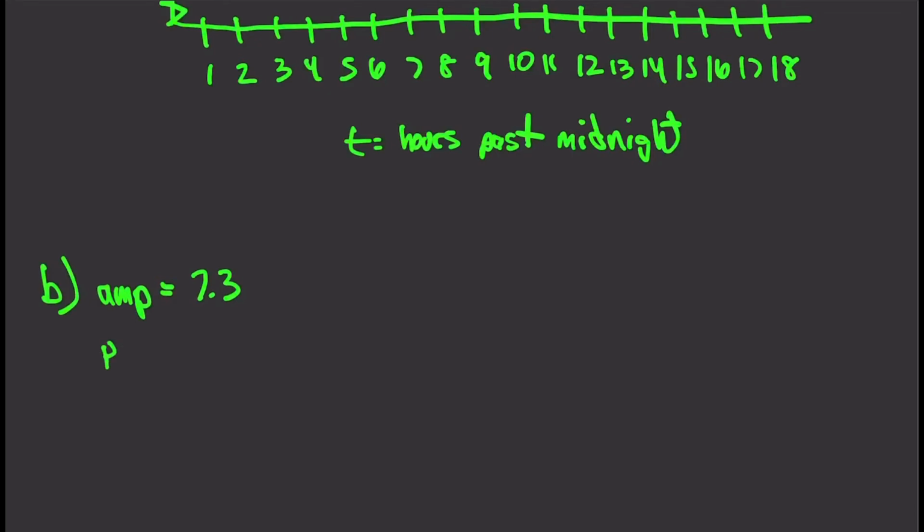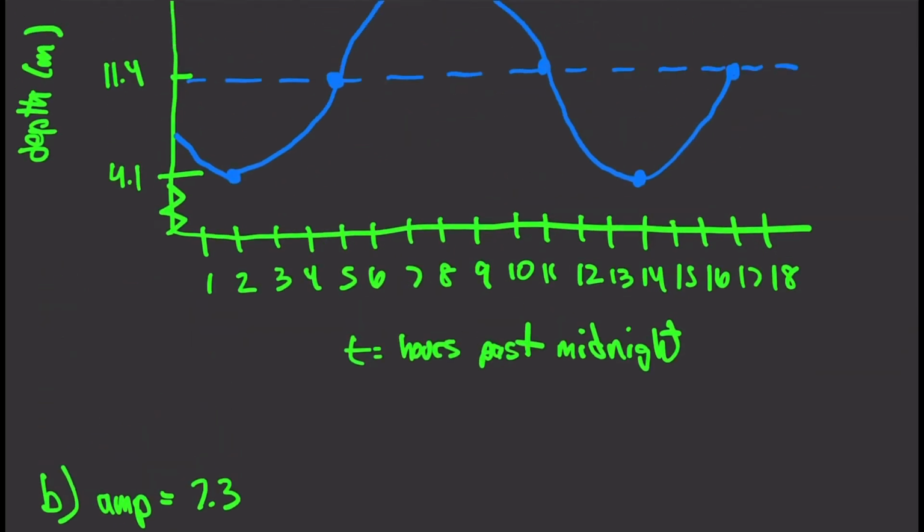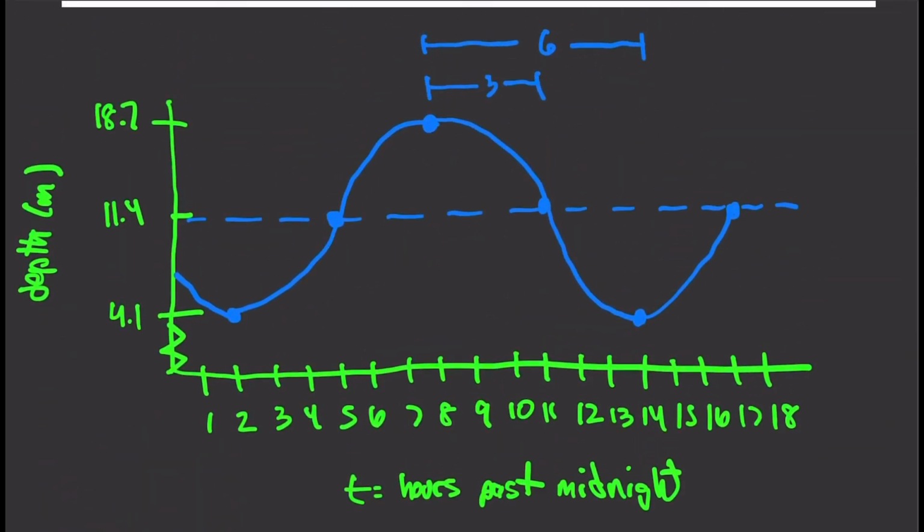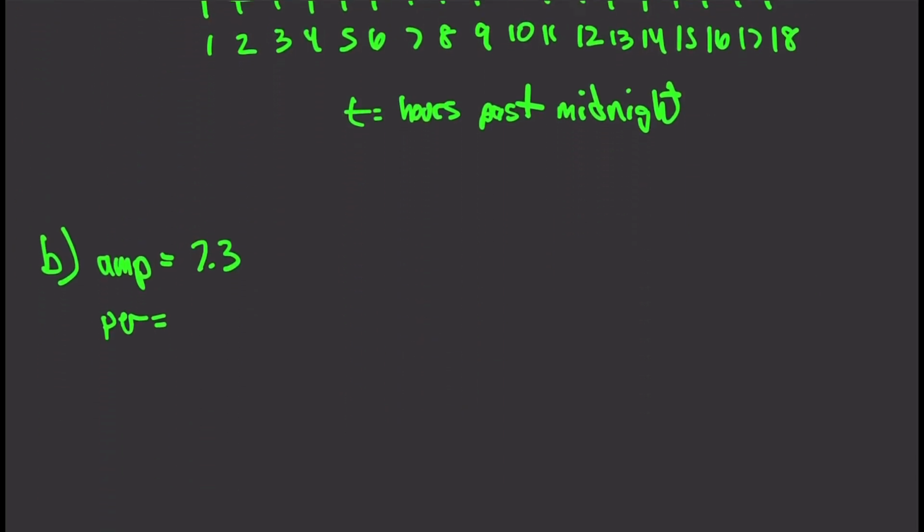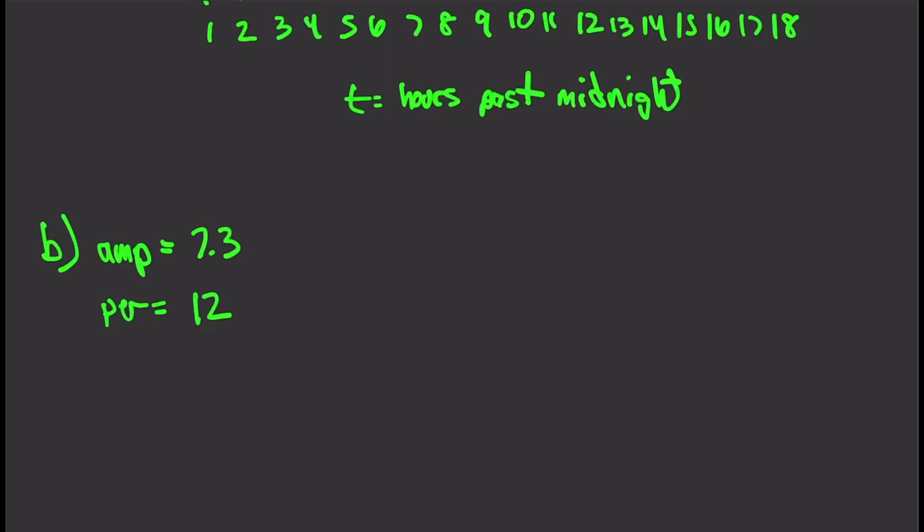Next, I'm going to do the period. Remember, the period is the length of one cycle. So there's a couple ways you can do it. This right here, from high to low, is half the period. So you can just double that. Or you could go from low point to low point and just take these values and subtract those, however you want to do it. But the period here is going to be 12. And then your b value is going to be 2 pi over the period, or you can simplify that to pi over 6 if you'd like.